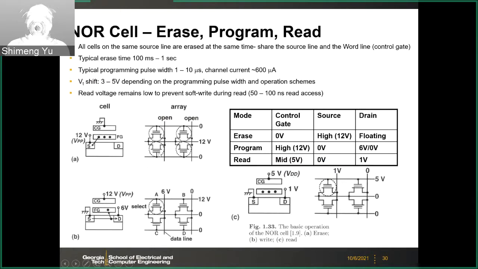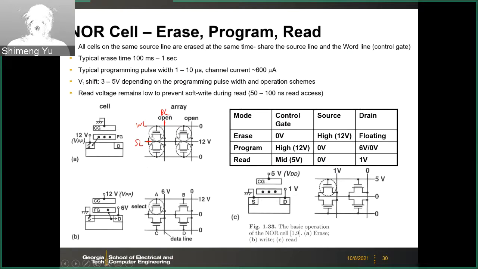So here you see this is a word line horizontally, and then this one is a bit line, and then this one is a common source line. So all the cells will share the same source line, and all the cells will be in parallel. This is similar to the DRAM architecture as we discussed before. So let's look at how we apply voltages to do the erase.